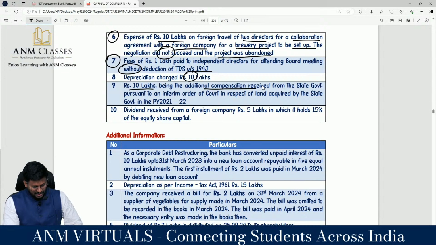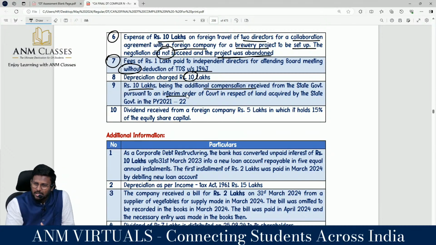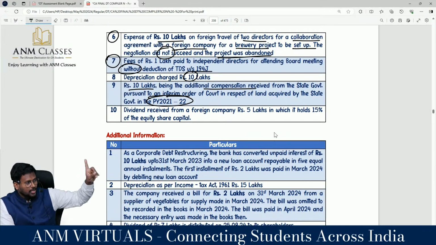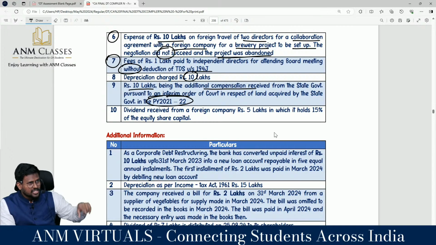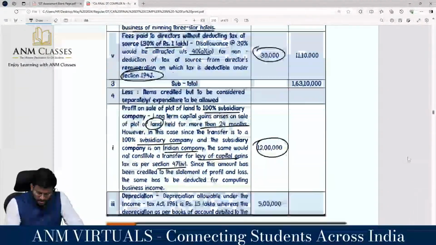Rupees 10 lakh being the additional compensation received from the state government pursuant to an interim order. I already highlighted that: interim order, put it in the dustbin. Only the final order matters. This is in respect of land acquired by the state government in previous year 21-22. First of all, this is not PGBP income. It has to be removed and should be shown under the head capital gain. But this compensation has been received on account of an interim order and not a final order, so it will not be taxable even under capital gain. So this 10 lakh should be removed.